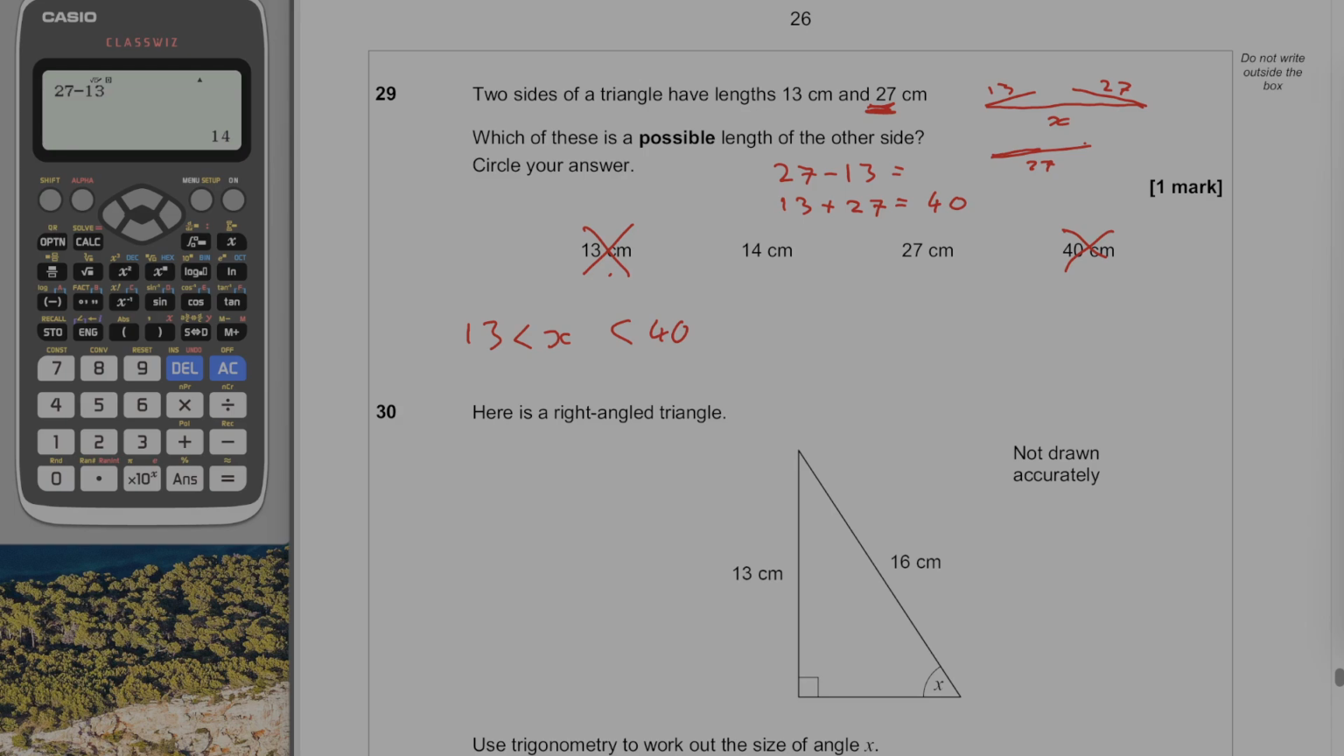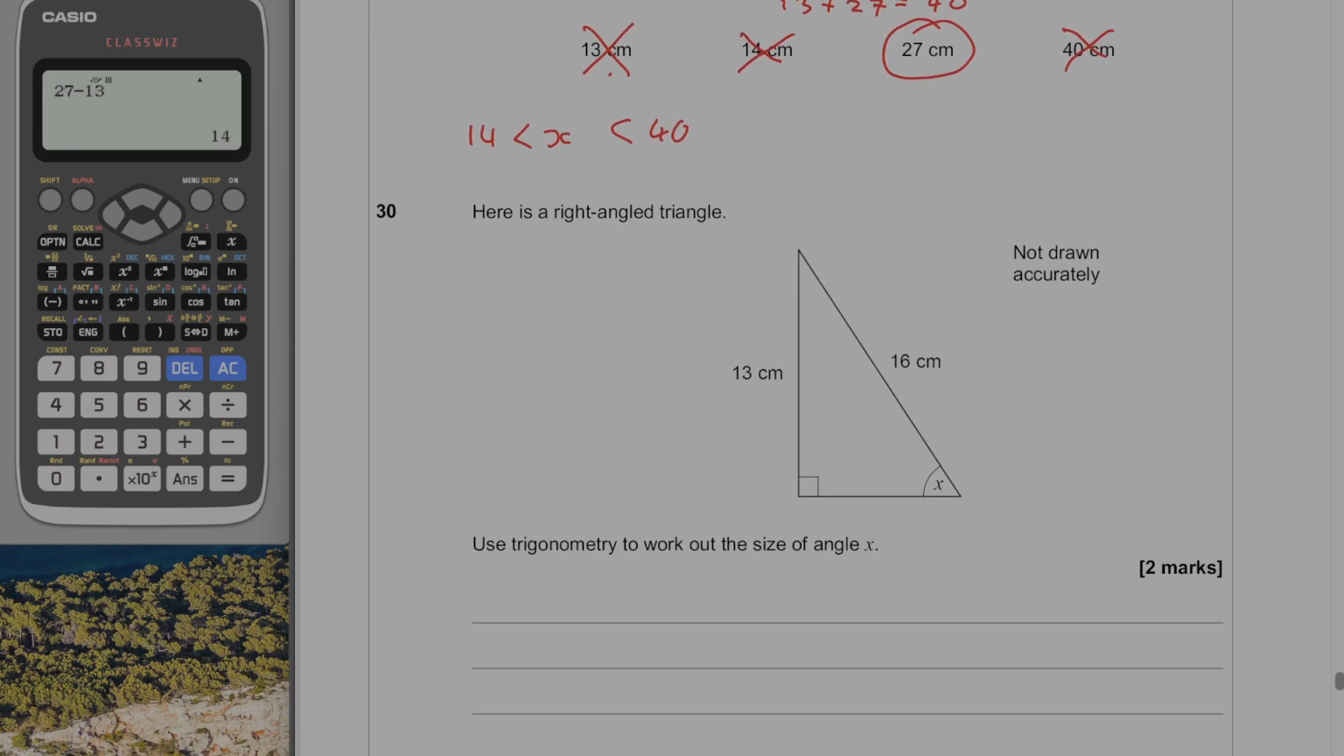So it can't be 13 or 40 because that wouldn't work. And I've made a slight mistake. That's 14, so it's got to be bigger than 14. So there we go. So it's got to be 27.